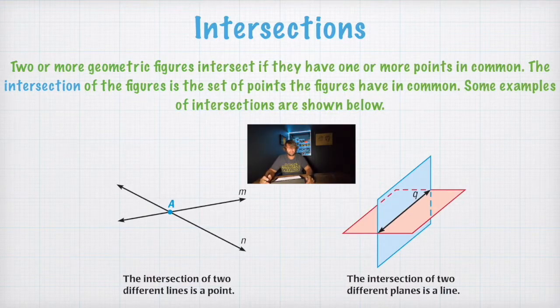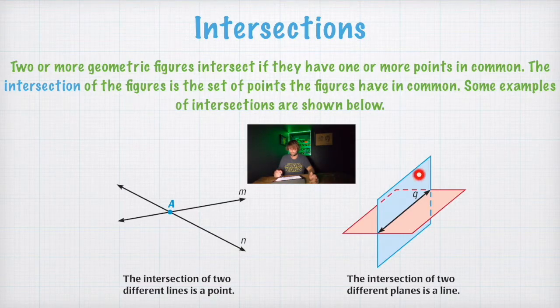Not too bad. Intersections. 2 or more geometric figures intersect if they have 1 or more points in common. The intersection of the figures is the set of points the figures have in common. Some examples of intersection are shown below. So right here, you have an intersection of 2 lines. And 2 lines will intersect at a point. So for example, line M and N intersect at point A.